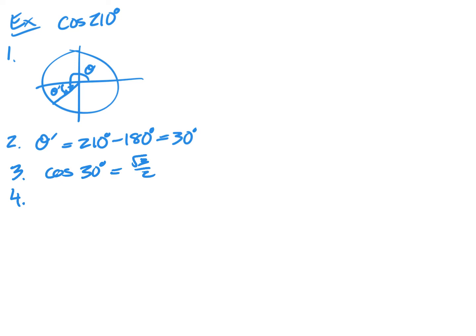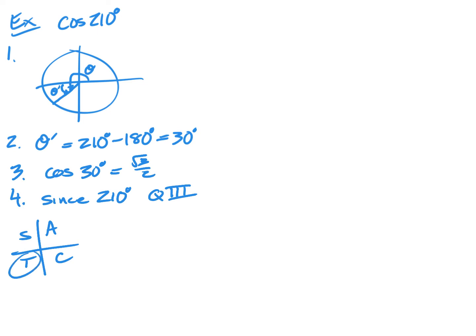Step 4, since 210 degrees is in quadrant 3, then we know, and we can kind of think about "all students take calculus." In quadrant 3, tangent is positive, so sine and cosine will be negative. So cosine of theta is negative. So therefore, cosine of 210 degrees is equal to this value, square root of 3 over 2, but negative.